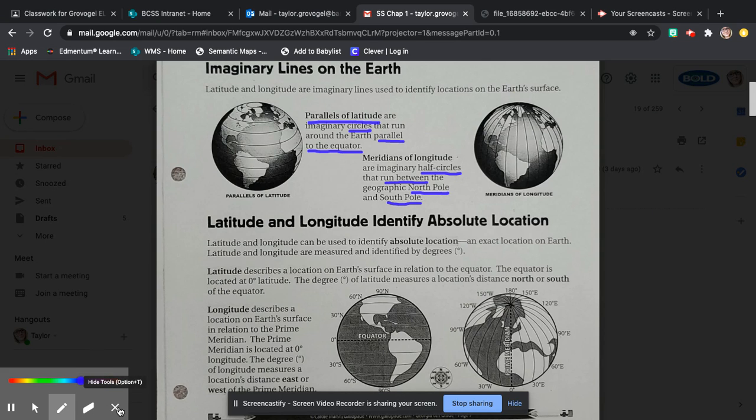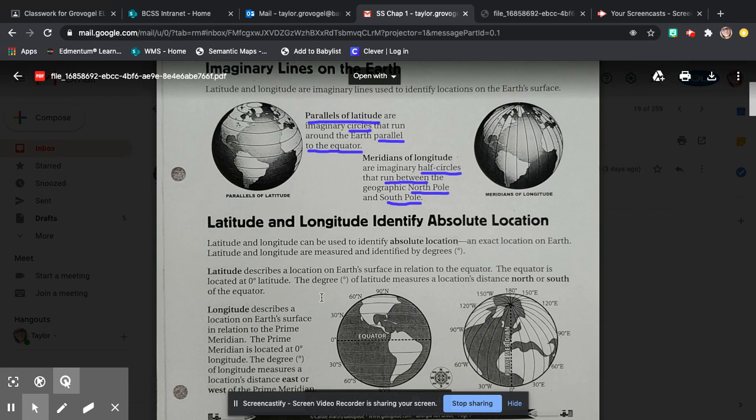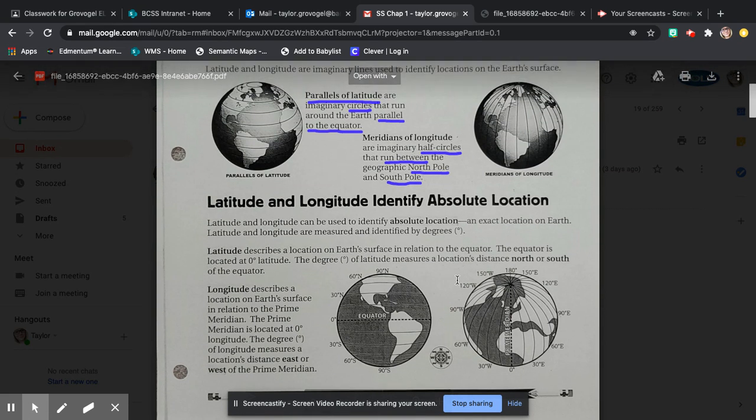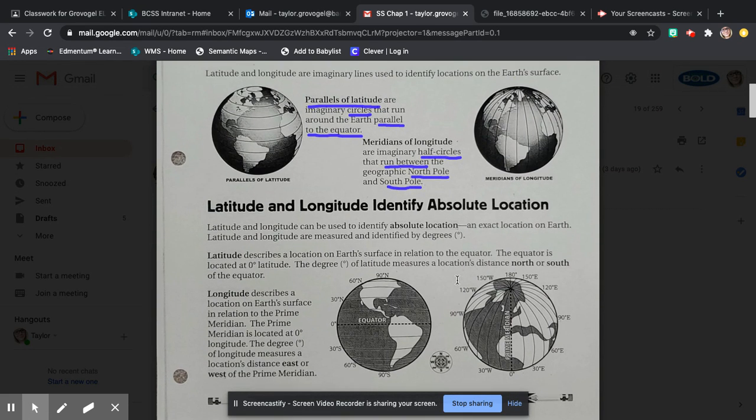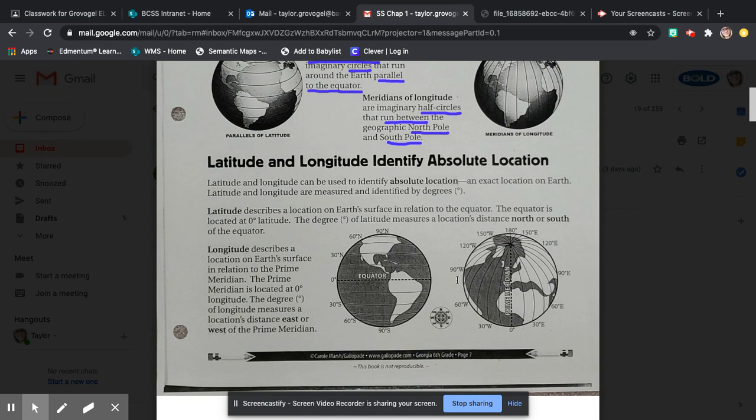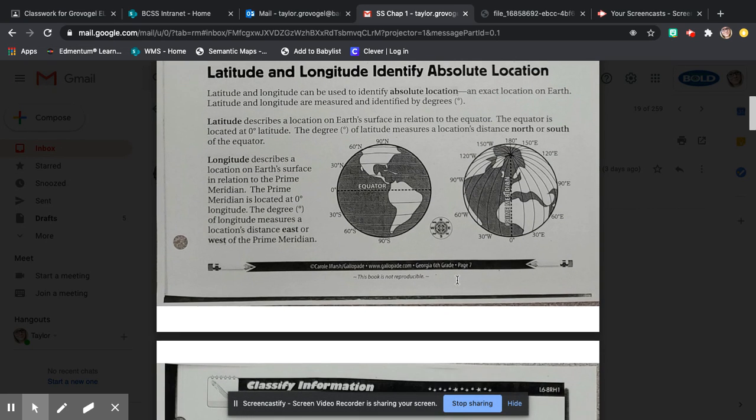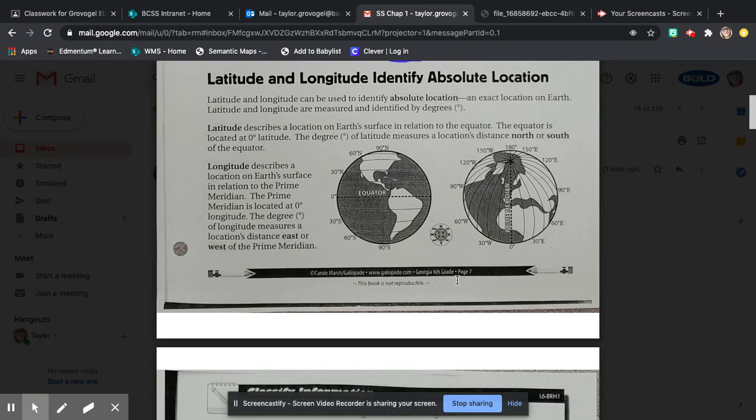I'm going to give you time to pause the video. Alright, so if you need to pause the video, I'm going to go ahead and move on to the next part. So now we're going to read about how latitude and longitude identify absolute location.